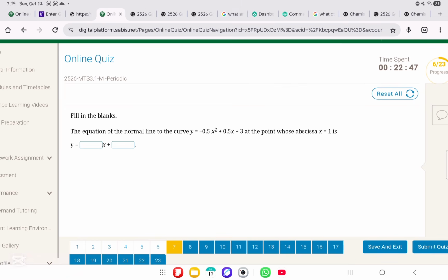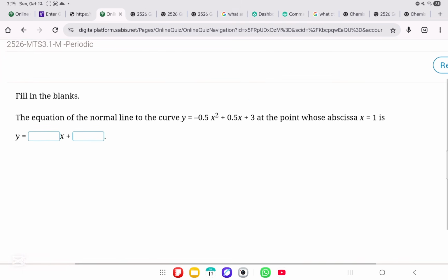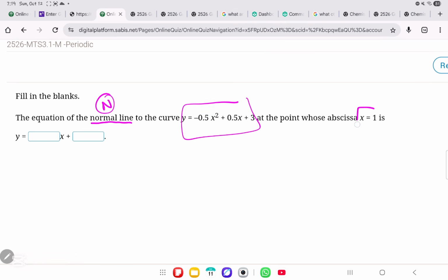We'll move on to question number 7. What does it say in question number 7? Okay. The equation of the normal line, every single keyword is important. They want the normal line to the curve at the point with abscissa x equal to 1. Very simply, what do we need to do? First thing, we find the original slope. How do we find the original slope? You take the derivative and substitute x.